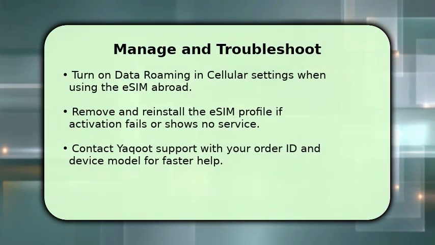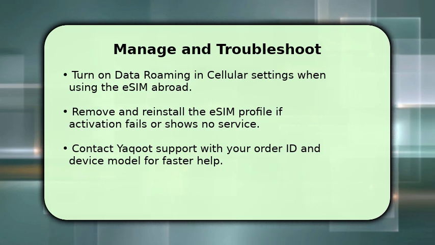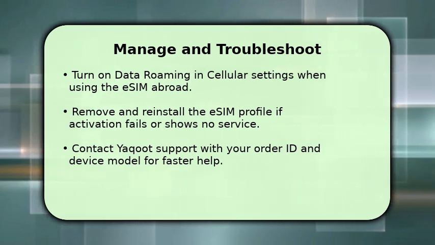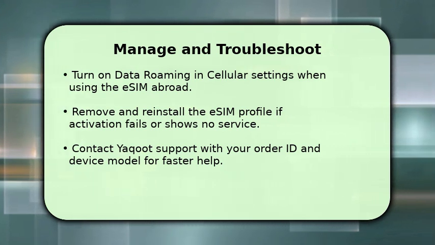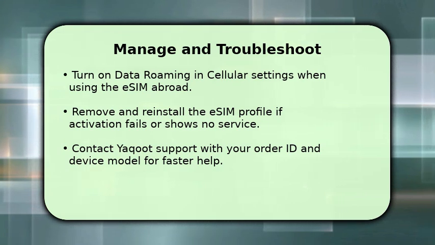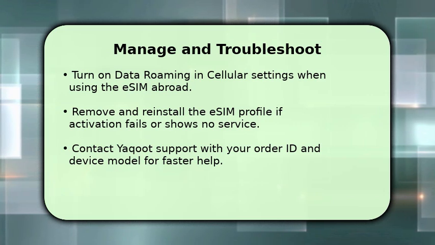Turn on data roaming in cellular settings when using the eSIM abroad to avoid blocked connections. Check your remaining data and validity in the Yaqoot app before traveling to prevent surprise expirations. Remove and reinstall the eSIM profile if activation fails or shows no service after restart.